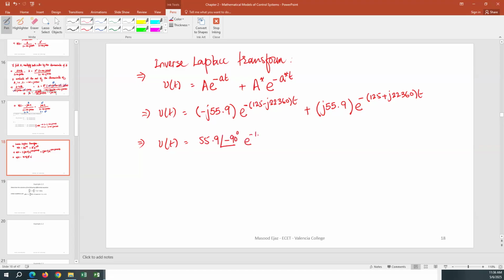And then I'm going to break this down. E negative 125t, e plus 22360j. And then again, I'm going to write this down in terms of polar form, 55.9 angle 90 degrees. E negative 125t, e negative j 22360. Okay. Now, this number in the exponential form can be given by 55.9 e to the power negative j 90 degrees. Now you're going to ask me why. I will ask you why actually, before you ask me why.